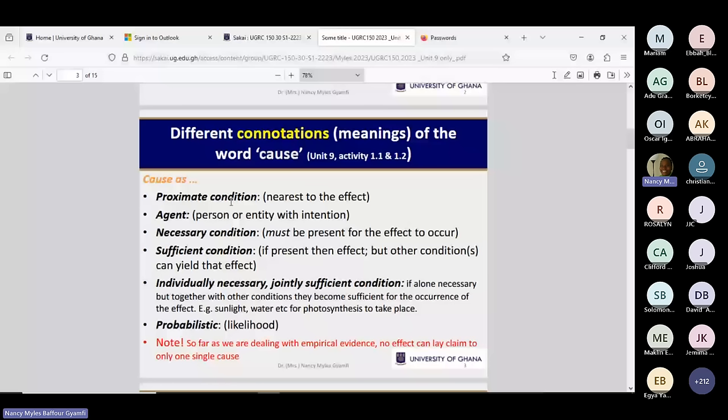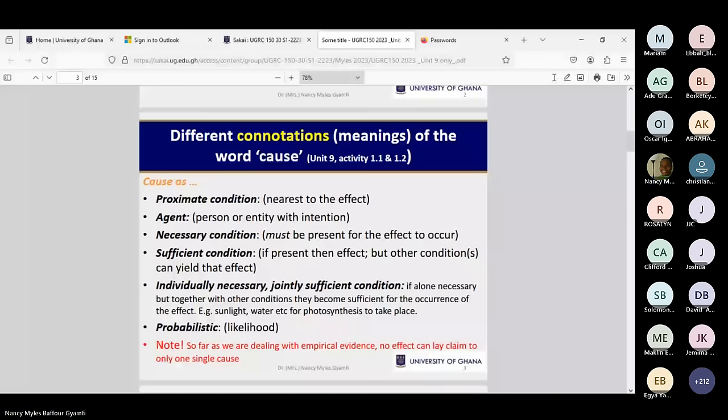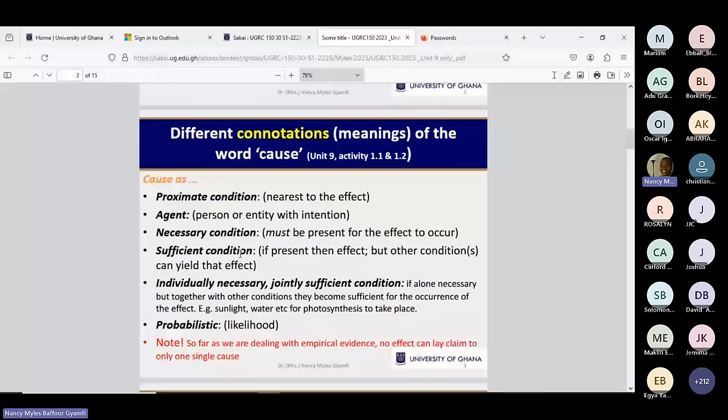Agent is either a human person or an entity that is presupposed to have what? Intention and action. Now think of cause also as necessity: a necessary condition that must be there for the effect to occur. And I like to use the football scenario. I think it always helps me communicate that to students. For you to score a goal in football, I'm not talking American football, I'm talking the one we know in Ghana, where 22 strong men run after one leather ball with air inside, that one.